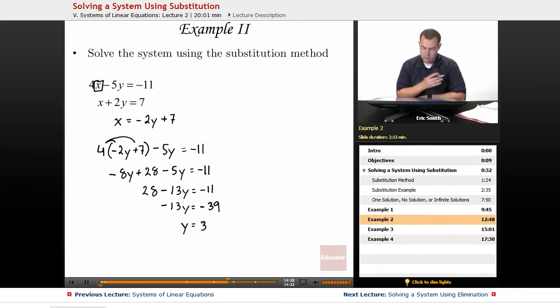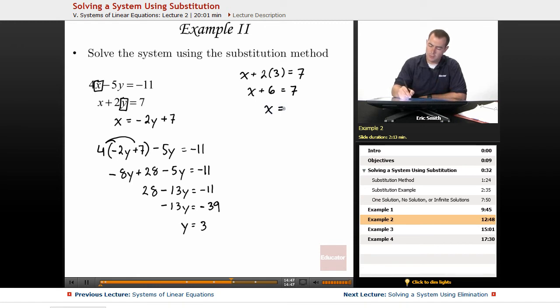So let's go ahead and take that and substitute it back into one of our original equations. Let's put it here. So x plus 2 times y. Multiplying together the 2 and the 3 would be a 6. And then I'm left with x plus 6 is equal to 7. So subtracting 6 from both sides, x is equal to 1. So my solution for this one is x equals 1, y equals 3. Looks good.